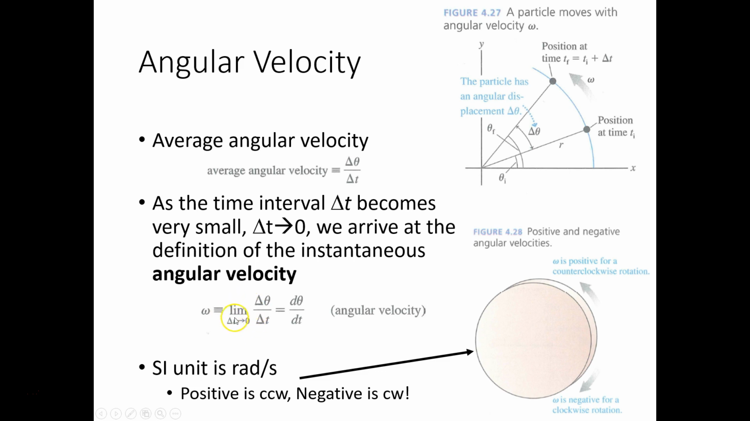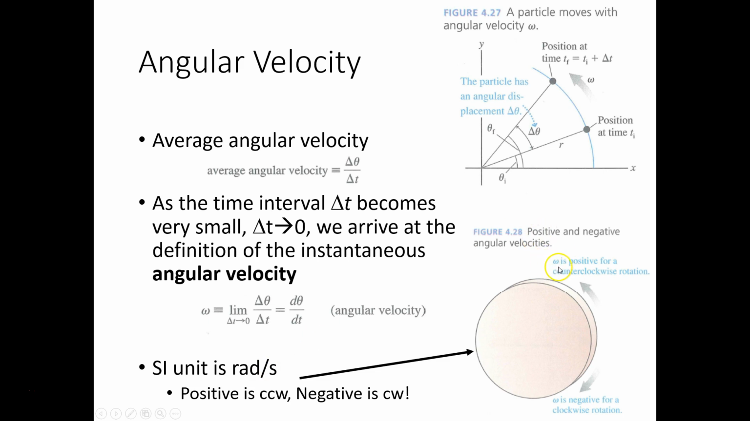And as the time approaches zero, our change in the angle over change in time is going to be our angular velocity. Okay, so just a little bit of pre-calculus for you there. The SI unit is a radian per second.